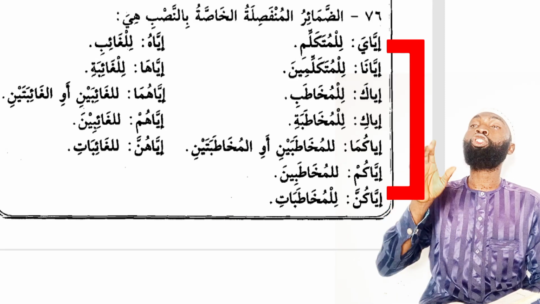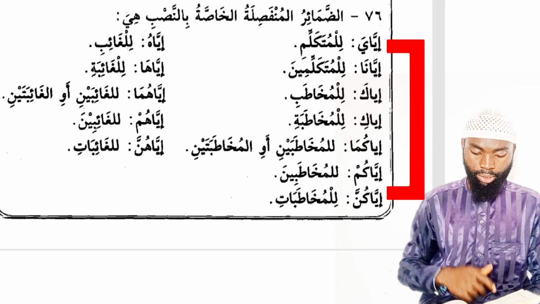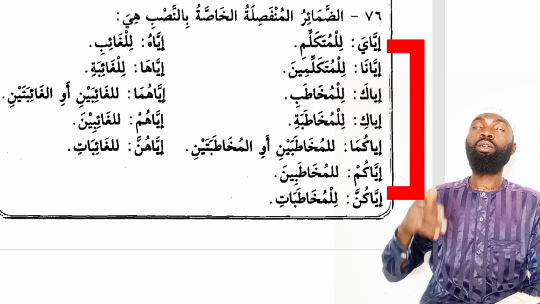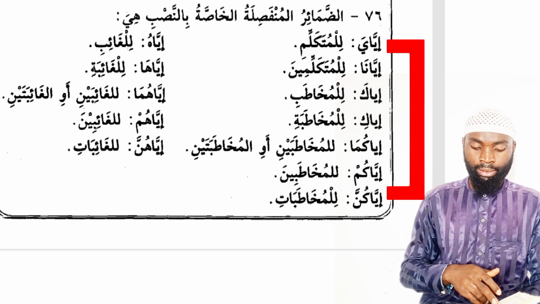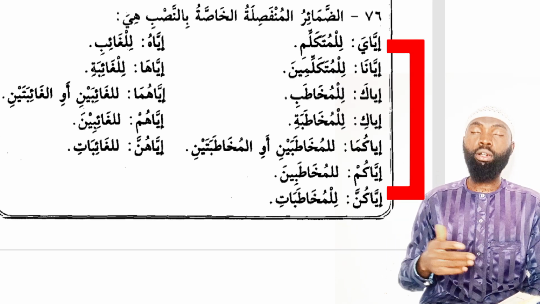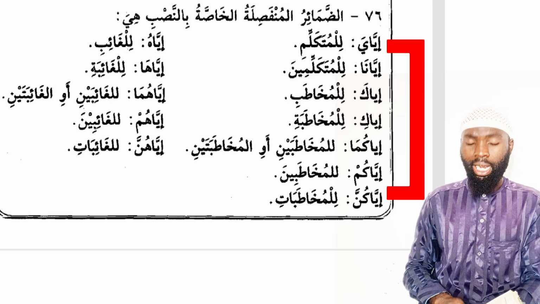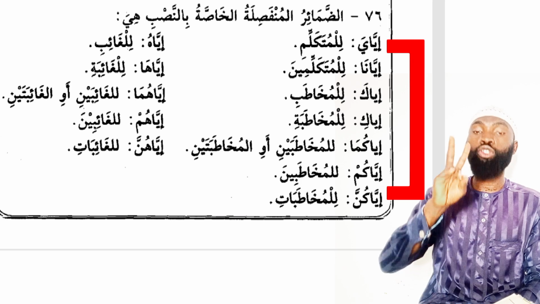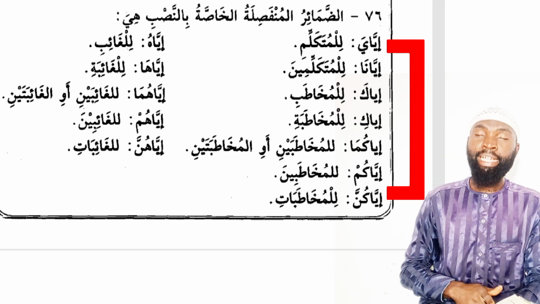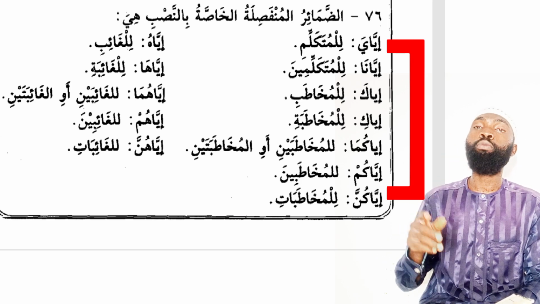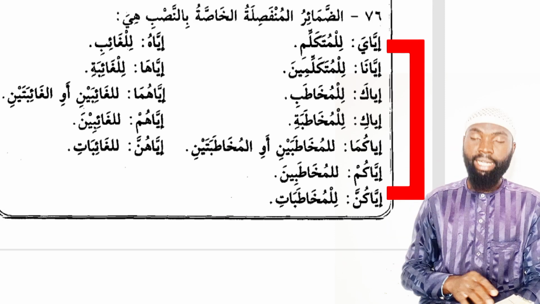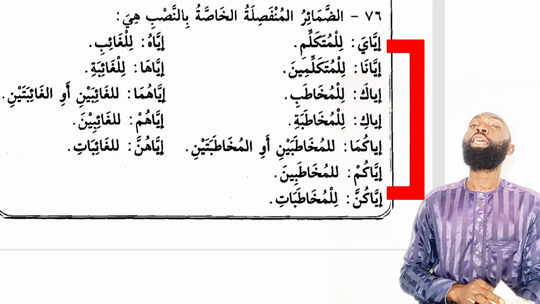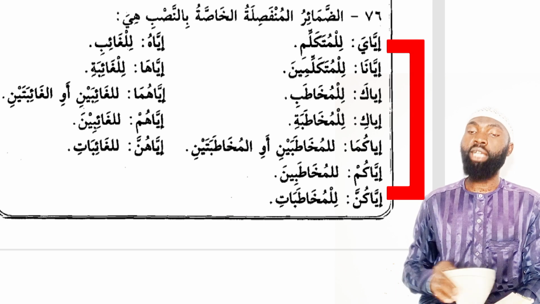Iyahuma is used for the third person, two males or two females, then iyahu lil ghaib for the third person single, iyaha lil ghaiba for the third person female single, iyakuma lil mukhatabaini wa lil mukhatabataini. As for iyakuma, it is used for the second person, two males or two females. Then iyakum lil mukhatabin, iyakum is used for the second person when there are many. Then iyahum lil ghaibi, iyahum is used for the third person when there are many, and iyahunna lil ghaiba, iyahunna is used for the third person females when there are many.